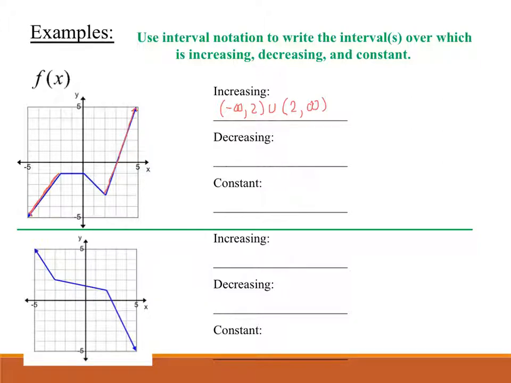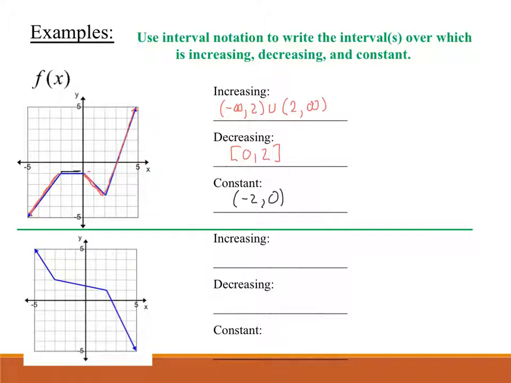For decreasing functions, we see only one piece where it's decreasing. It's right here. It's decreasing from 0 to 2, right? As x is increasing, we see that in fact y is decreasing. So in this case, it's from 0 to 2. And finally, we see a constant part. The constant part is right here, from, it looks like, -2 to 0.